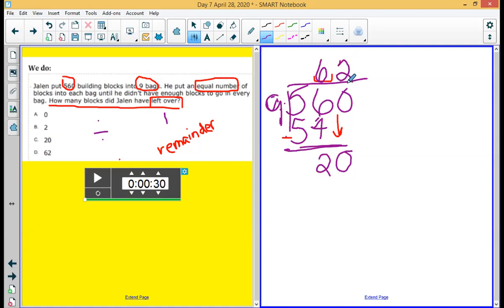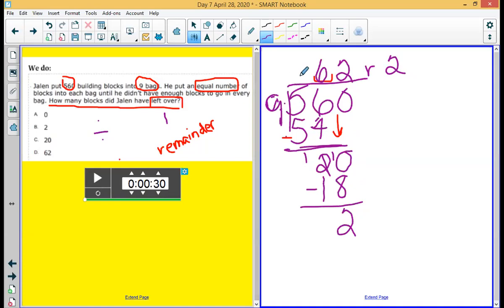2 times 9 is 18. So I multiply the 2. Now I subtract. 20 minus 18 gives me 2. If you need to see the regrouping, there it is. All right, there's nothing else to bring down. My 2 is less than my 9, so my remainder would be 2. It would be 2 remainder.